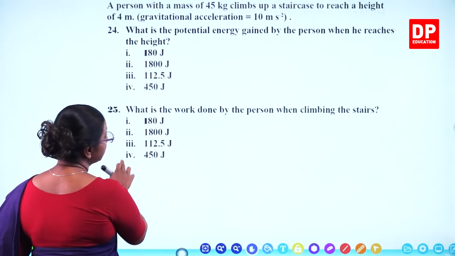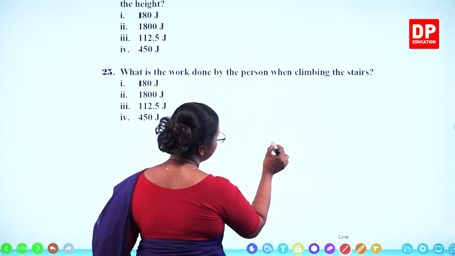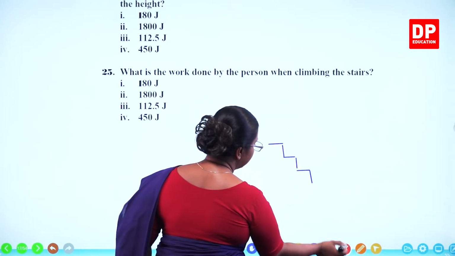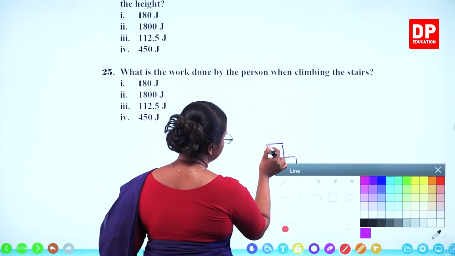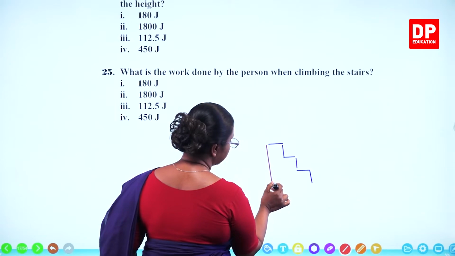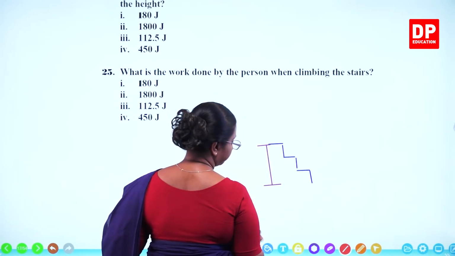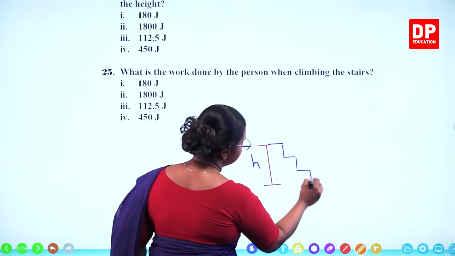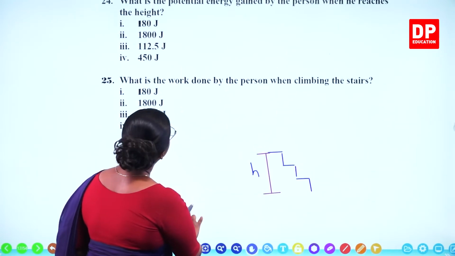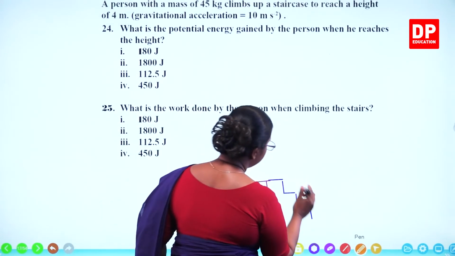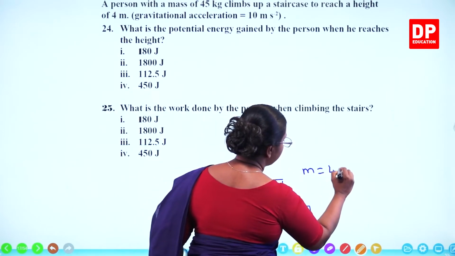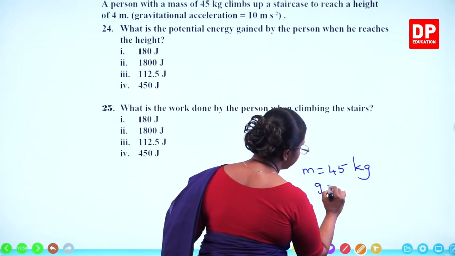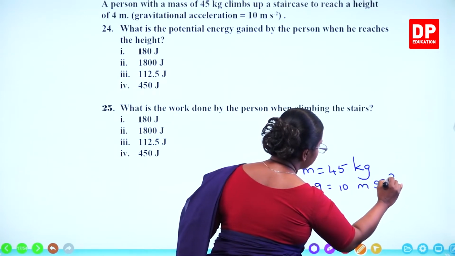You can remember, students, when a person climbs up a staircase, although the staircase is going to be like that, it is the vertical height from here to here that is important to us. This is the vertical height. This is how he is going to climb the stairs. So if you look at the values, the mass of the person is 45 kilogram and gravitational acceleration is given to us as 10 meters per second squared.